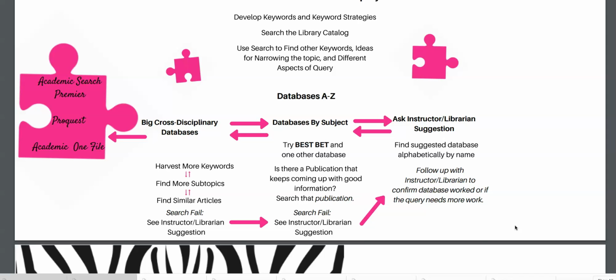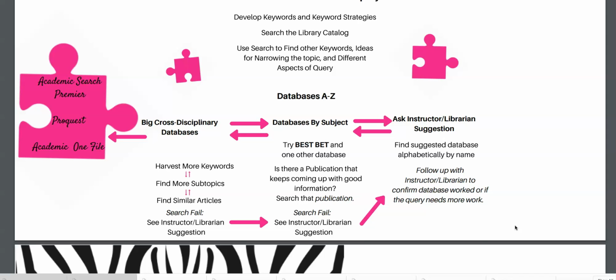Secondarily, go to databases A to Z. You can also do the database search by subject. There's a best bet on every list. The thing about the subjects is they're really big. They're not going to say global warming. They might say environment. So make sure you go through and see if there might be something that'll work for you and select that.